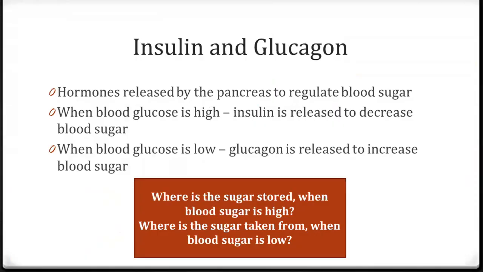Okay, so insulin and glucagon. This is going to be a feedback loop that you should know. So hormones released by the pancreas regulate blood sugar. When blood glucose is high, insulin is released to decrease the blood sugar, and when blood glucose is low, glucagon is released to increase the blood sugar.